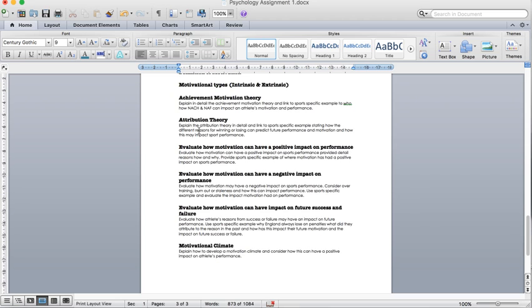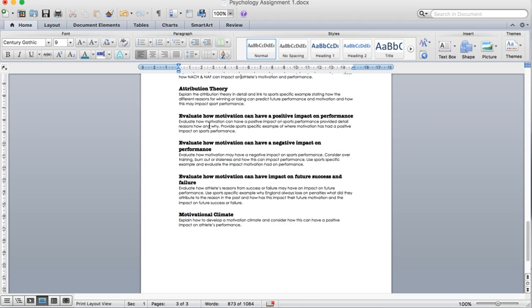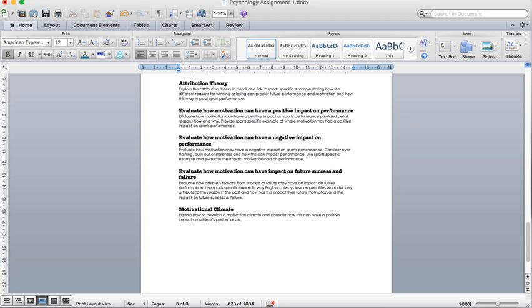Then you need to do the attribution theory, explain the attribution theory in detail and link to sport-specific examples, stating how different reasons for winning or losing can predict future performance and motivation and how this may impact sports performance. Then you need to, and this bit here again is like the personality bit where you get your distinction part. So again, I'll turn these blue. Okay, so that should be blue, that should be blue, and that should be blue.